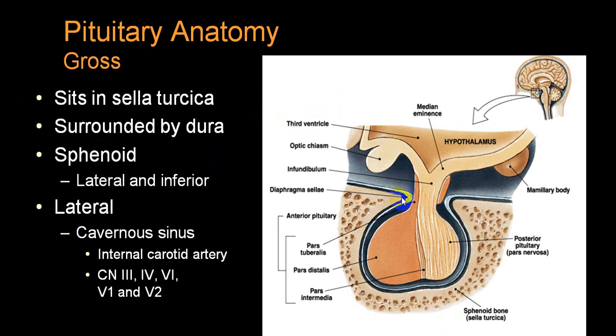It is in the sella turcica. This is the sella turcica. This is the sphenoidal bone. This is the anterior part. This is the posterior part. This is the hypothalamus. So superiorly it is related to the hypothalamus, inferiorly related to the sphenoidal bone, posteriorly related to the petrous part of the temporal bone, and anteriorly it is related to the nasal cavity. This portion will be related to the nasopharynx part, nasal cavity part.